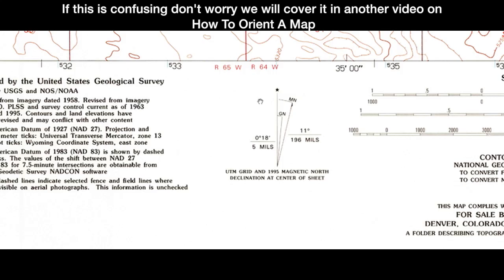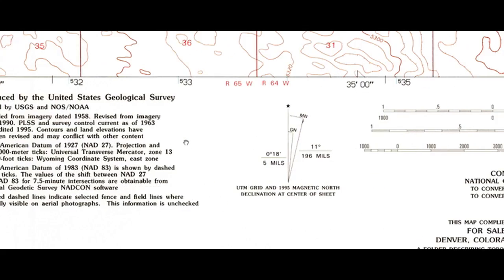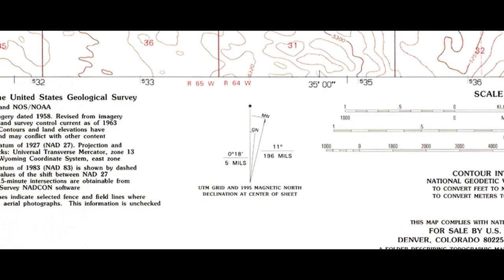And we'll do a different video on how to orient a map as well. But anyway, the main thing you need to know is like on this one, the magnetic variation is 11 degrees to the west, or excuse me, to the east. And again, that's north, this is south, this would be west, and this is east over here. So that is that.